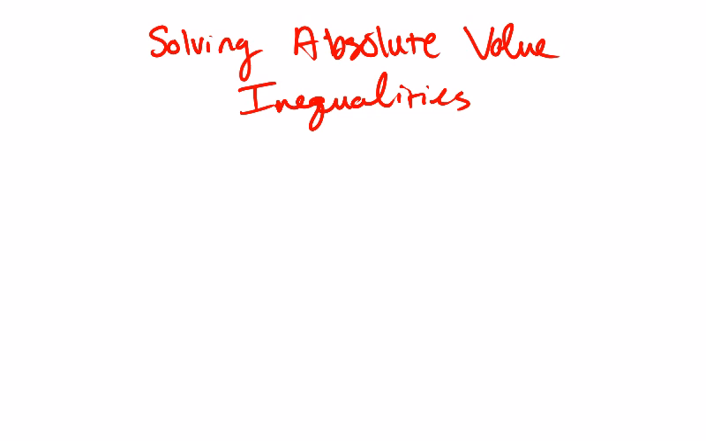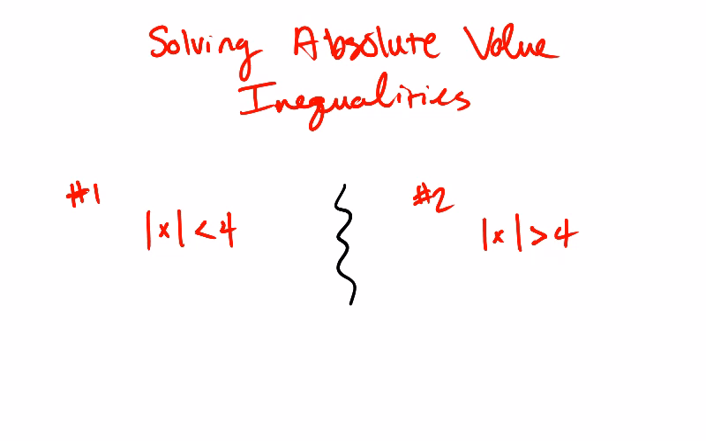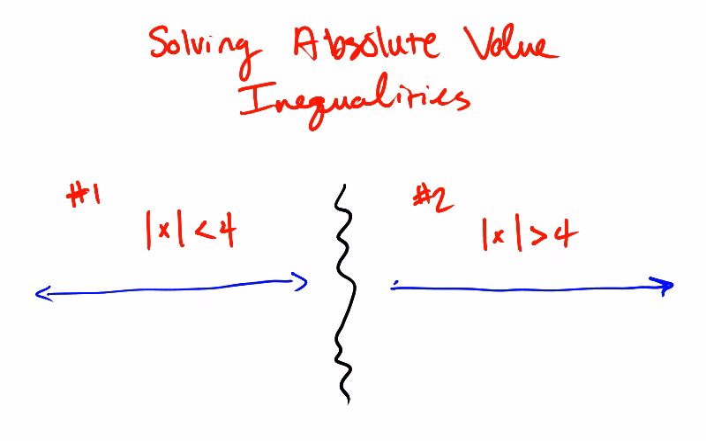When we want to solve absolute value inequalities, it'll be easier to look at two basic problems to get the idea. So the absolute value of x is less than 4, and the absolute value of x is greater than 4. Two problems that we can solve just by thinking about what kind of numbers would work for x, and we're going to put them on a number line.